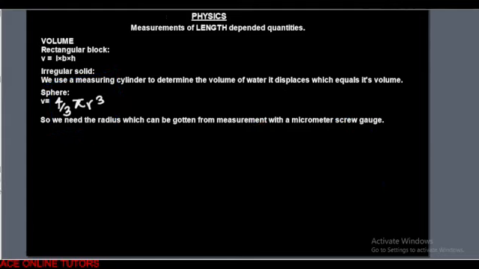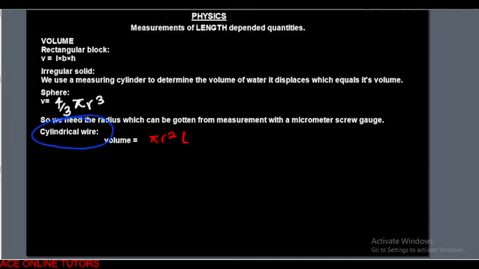And if you like, you can also use the same method that we use for an irregular object. You measure the volume of water in a cylinder, then put the sphere inside so that the volume can increase. Then you measure the new volume and subtract them. You are still going to get the same answer.